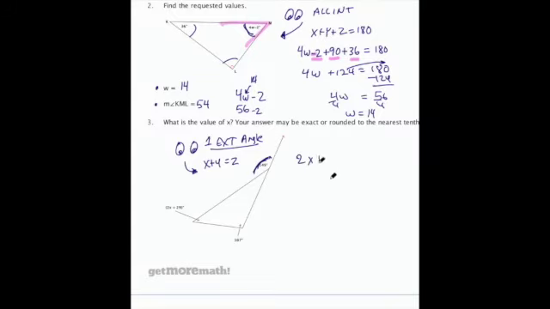I've got 2x plus 29 plus 107. So those are the two interior angles, equals 149. That is the exterior angle. So now I'm solving equations again.